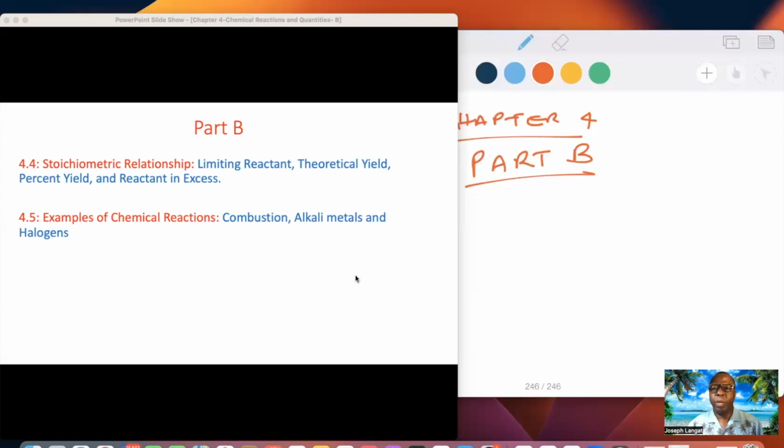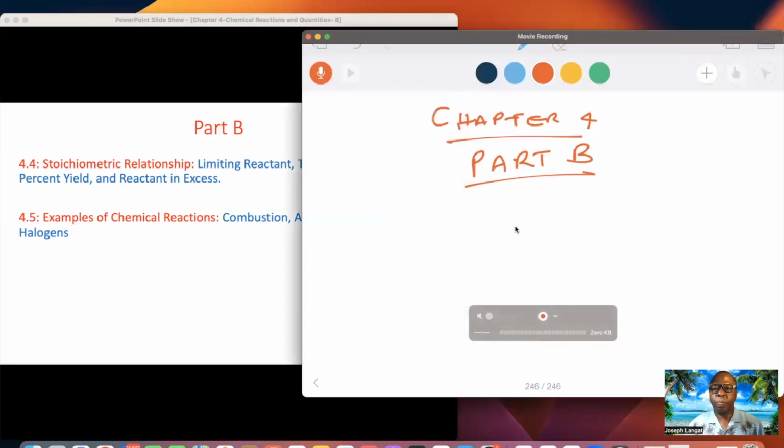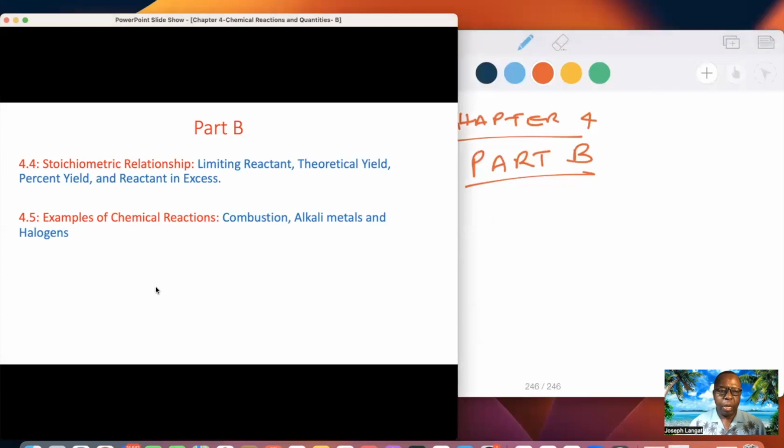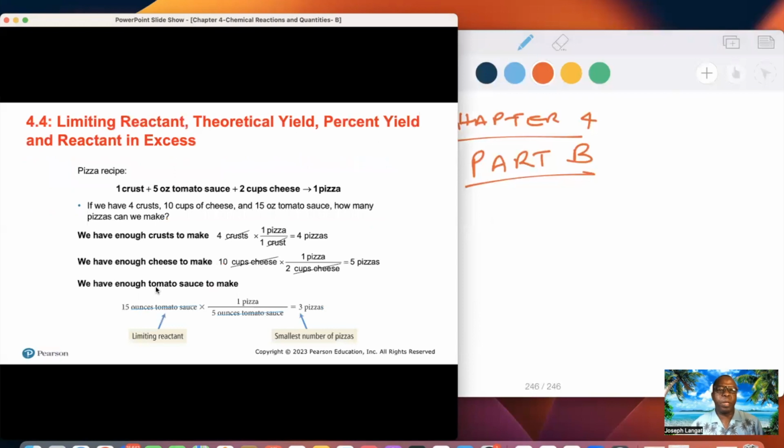However, I'll recommend that you learn other types of reaction: decomposition reaction, single replacement reaction, double replacement reaction, precipitation, acid-base neutralization, and of course, we will talk about the redox reaction. Let's see part B on the lecture presentation, 4.4, the limiting reagent concept.